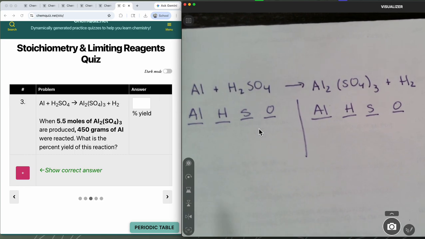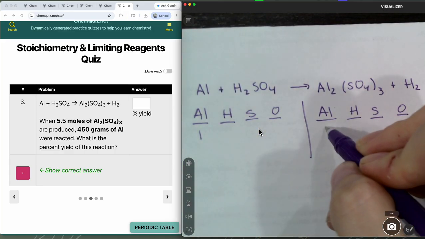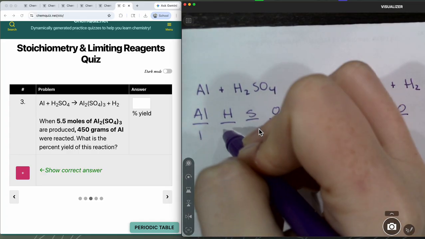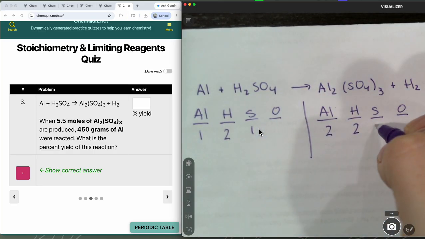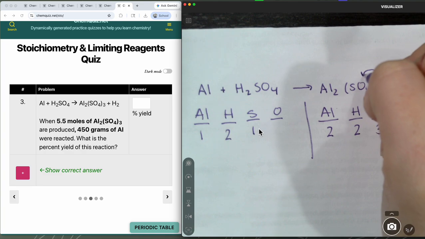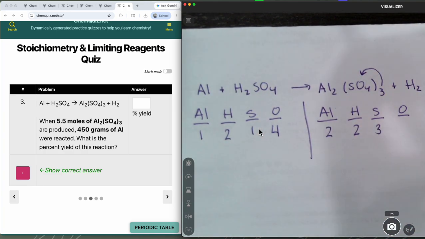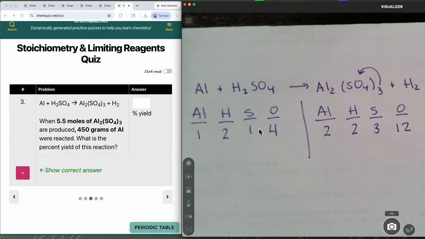Okay. How many aluminum do you see? 1. Okay, and on the other side? We have 2. Okay. How many hydrogen do you see? 2. Actually, wait, I said you would talk me through it. You keep talking me through it. We have 2 hydrogen. We have 2 hydrogen on the other side as well. Okay. And then for the S, we only have 1 on this side. Okay. And then on the other side, we have 3. Very nice, because that 3 applies to everything on the inside there. And then we have 4 on this side. And then oxygen on the other side, we have 12. Good. Fun. Yeah. All right, what do you want to do first?